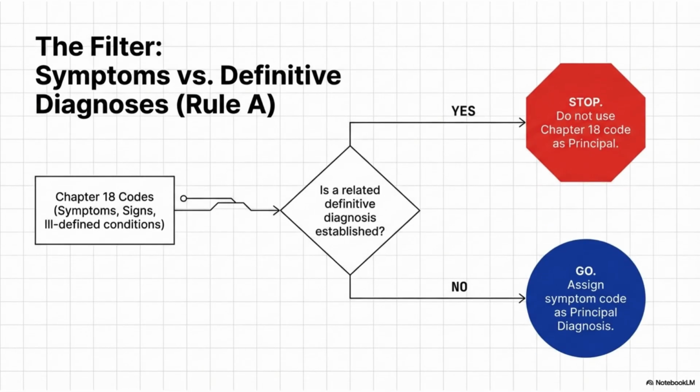Rule A is your first filter. If a definitive diagnosis is established, stop. Do not assign a Chapter 18 symptom code as principal. If no definitive diagnosis is established, go. The symptom may be assigned as principal. This rule prevents overuse of symptom codes when a clear diagnosis exists.